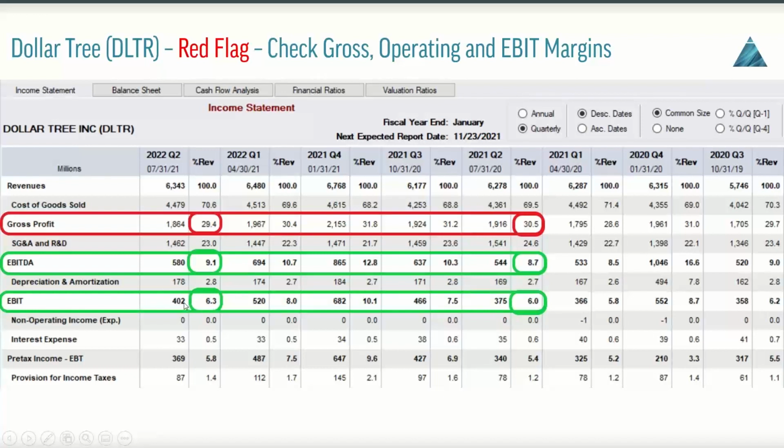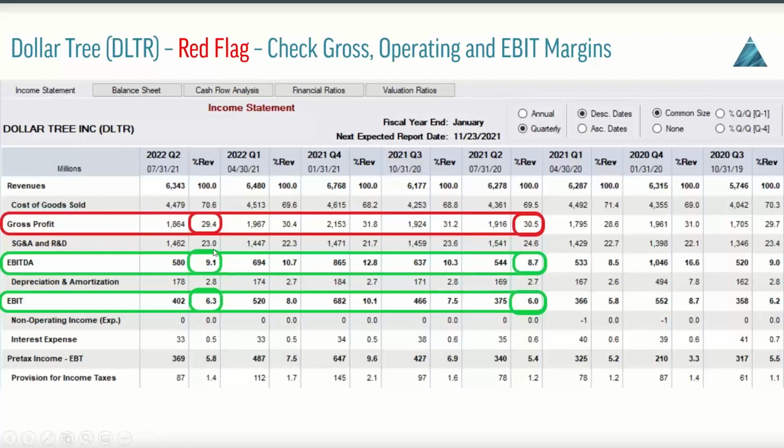But what I want everyone to pay particular attention to here is that we've actually got a decline in gross profit from a year ago. So a year ago, we were at 30.5. So now we're at 29.4. And that's telling me that we've got cost of goods sold as a percentage of revenue that is much higher. So we've got some sort of cost pressure taking place on cost of goods sold. So we're going to need to investigate that a little bit more.